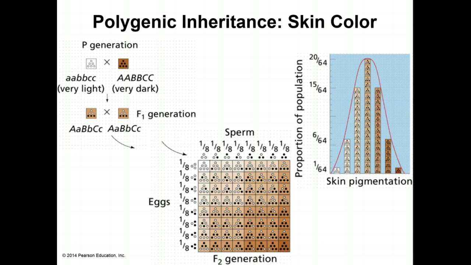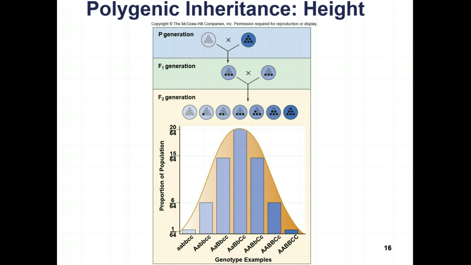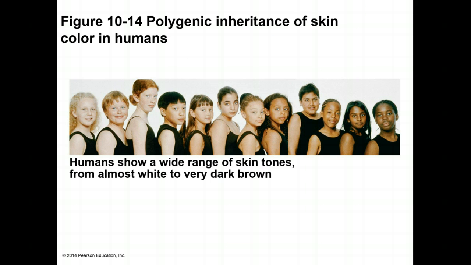Skin color is also an example of incomplete dominance in that if you inherit some of the very light alleles and the very dark alleles, you will have a medium brown complexion. Height is another example of a trait inherited by polygenic inheritance. Traits affected by polygenic inheritance are often strongly affected by the environment, which further blurs the differences among the phenotypes.